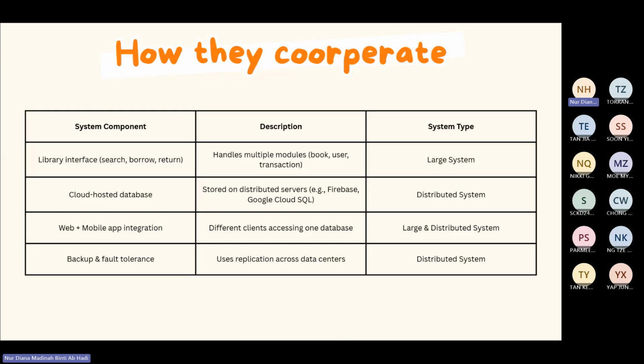So, for example, the distributed system is your what? WhatsApp, what else? Your Telegram. Then web plus mobile integration. When we have a web and also your mobile app integration, you have different clients accessing one database, contributing to a large and distributed system, the combination one. So what are they? Mobile and web that are both being used. For example, your Maybank. What else? Your CIMB.